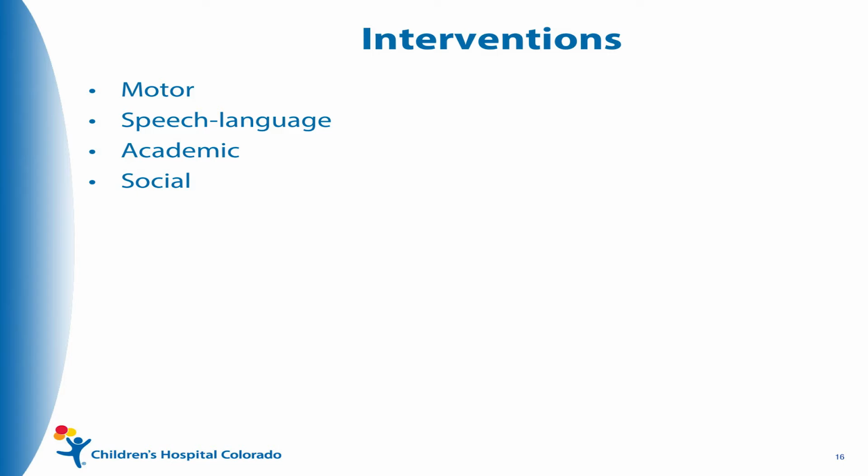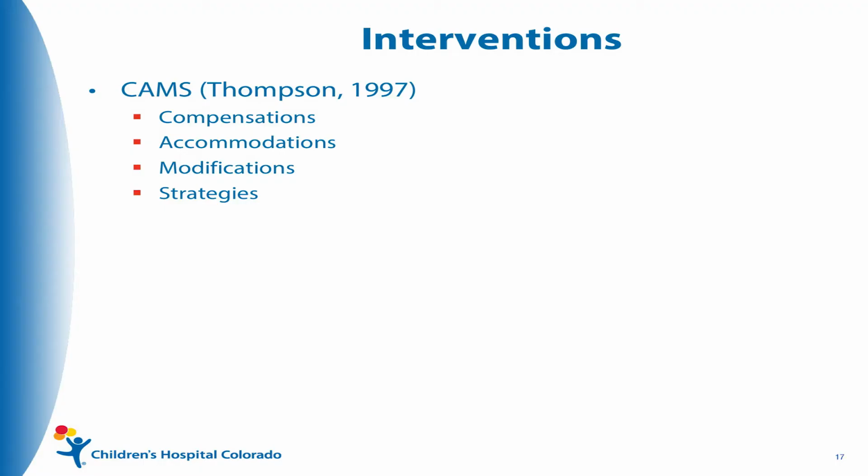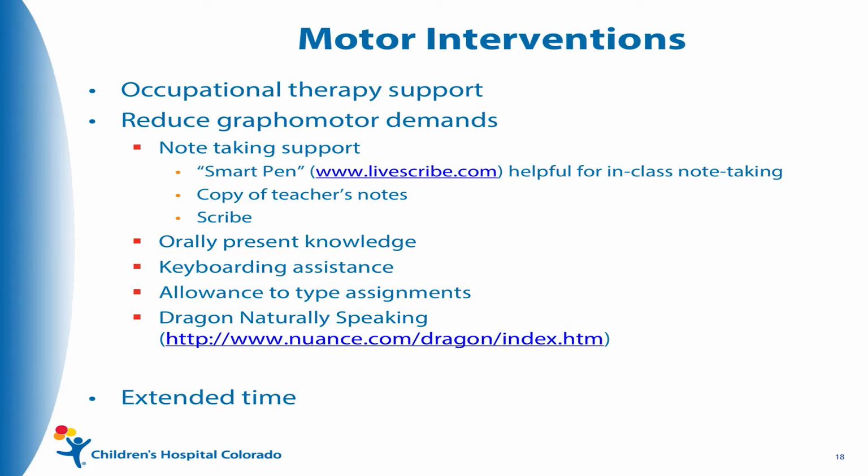And within the context of each of these, I think it's really important to think about intervention in a couple of different ways. So Sue Thompson has talked about this idea of CAMs: compensation, accommodations, modifications, and strategies. So not looking at just what we can make the child do differently, but how can we change the environment to better suit the child's needs or unique learning profile.